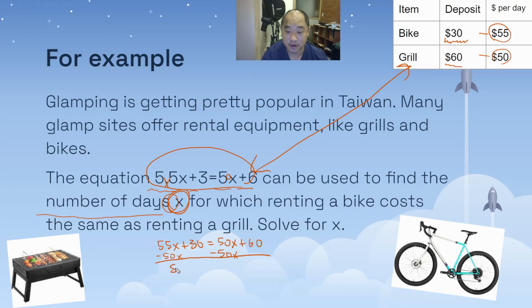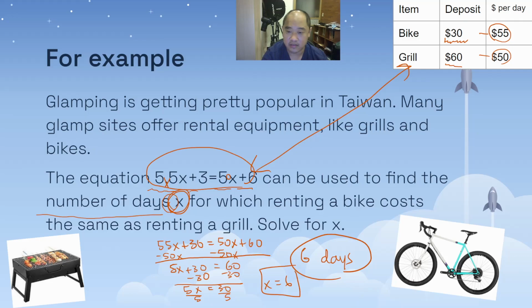So anyway, this is 5x. That's a 5x plus 30 equals 60. So you subtract 30 from both sides, and you get 5x equals 30. And divide by 5. X equals 6. 6 days. That's the actual final answer.